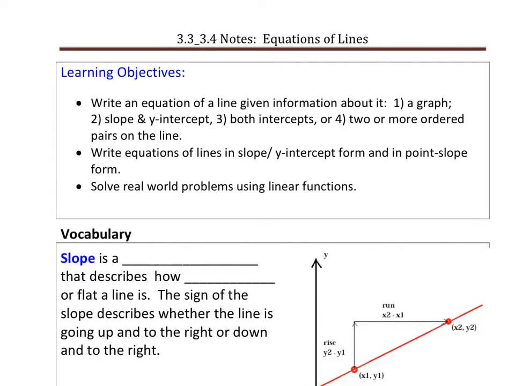And we're going to write equations when given certain information, either a graph, slope and intercept, or we could have the x and y intercepts, both of them, or two ordered pairs. We're also going to look at equations of lines in the slope-intercept form, as well as something called the point-slope form. And you can get away without knowing this, but going forward, this point-slope form I'm starting to learn is actually pretty convenient for some applications.